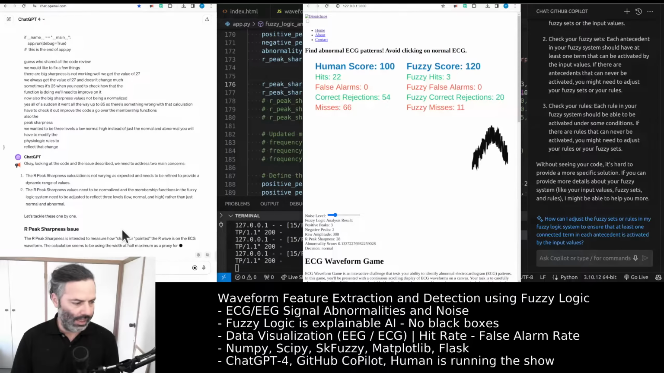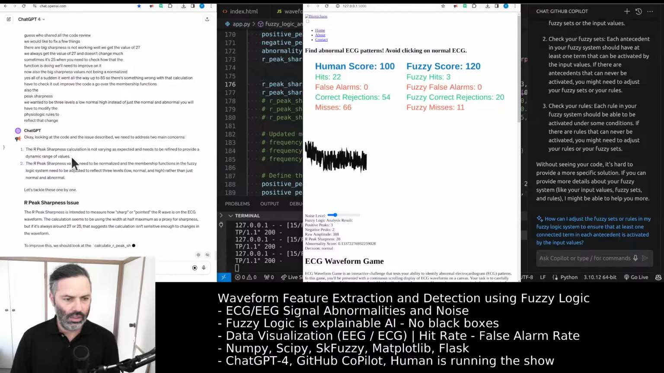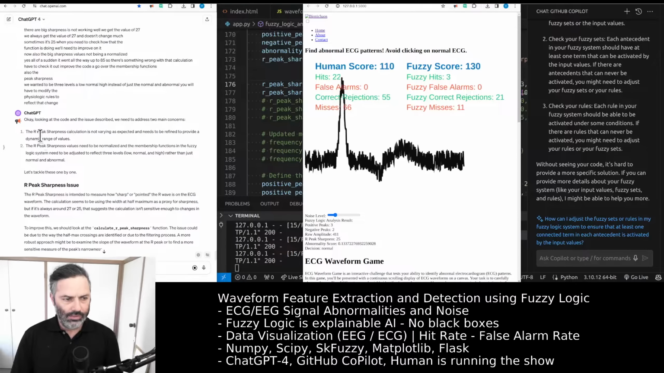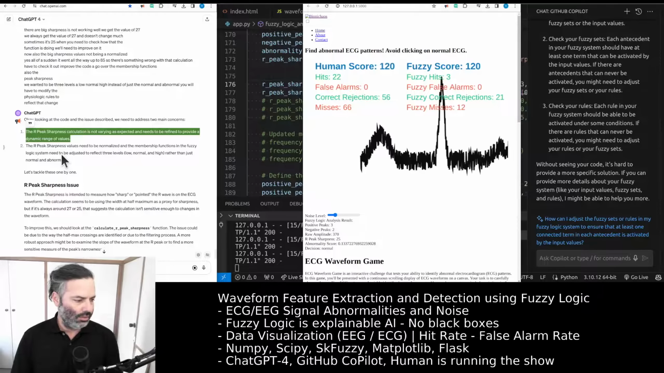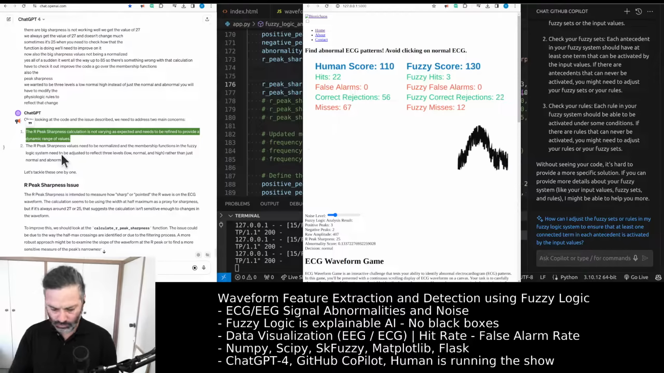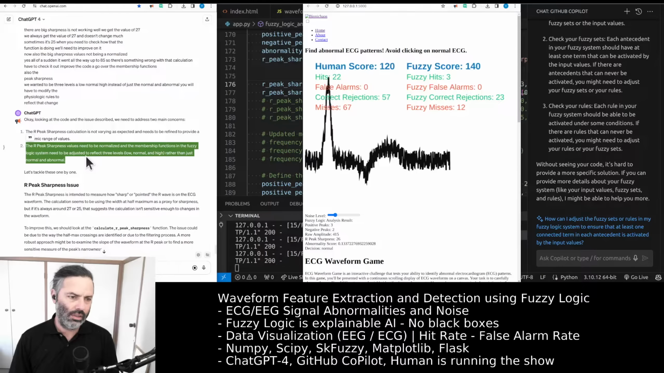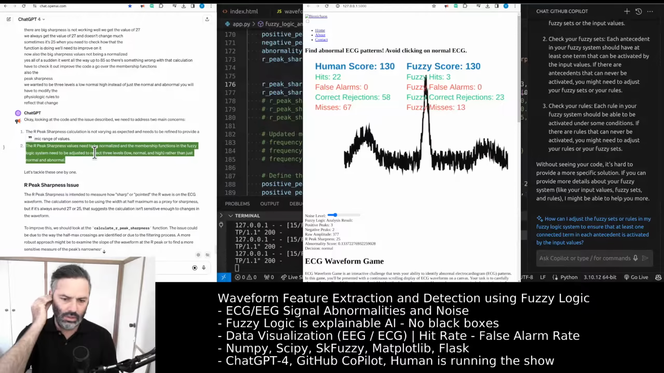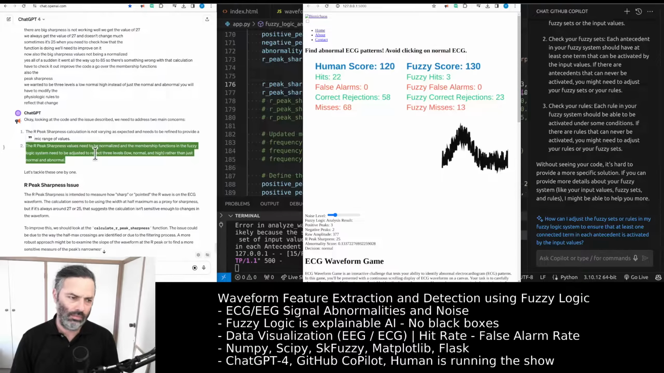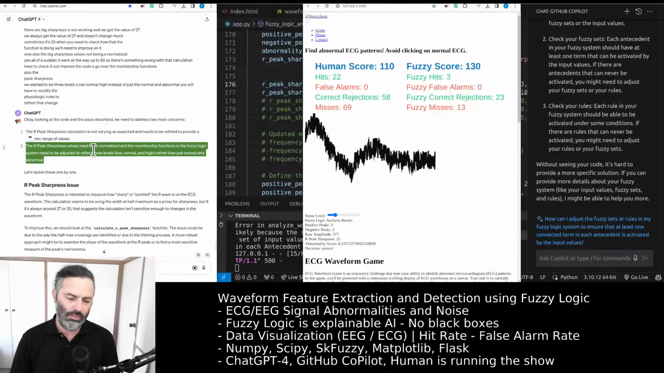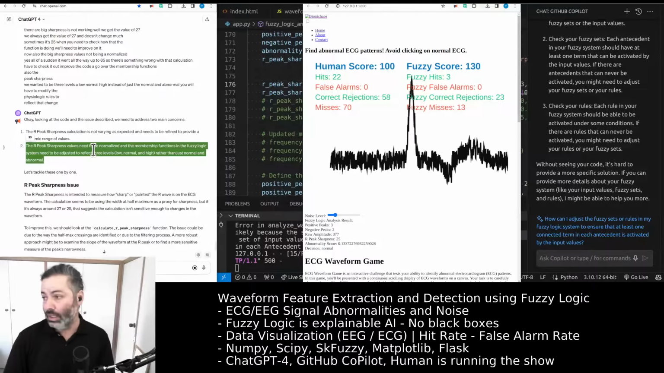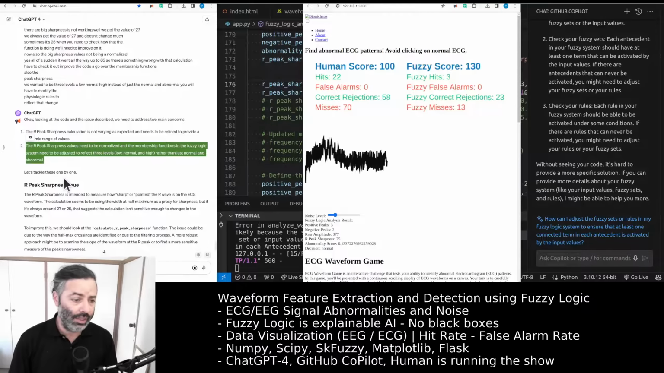So hopefully we don't get a timeout from GPT or anything. Yes, we have 2 main concerns. The R peak sharpness calculation is not varying as expected and needs to be refined to provide a dynamic range of values. The R peak sharpness values need to be normalized and the membership functions in the fuzzy logic system need to be adjusted to reflect 3 levels, low, normal, and high, rather than just normal and abnormal. We could normalize it, that will be easier. You normally normalize between 0 and 1, don't you? I think that's reasonable.